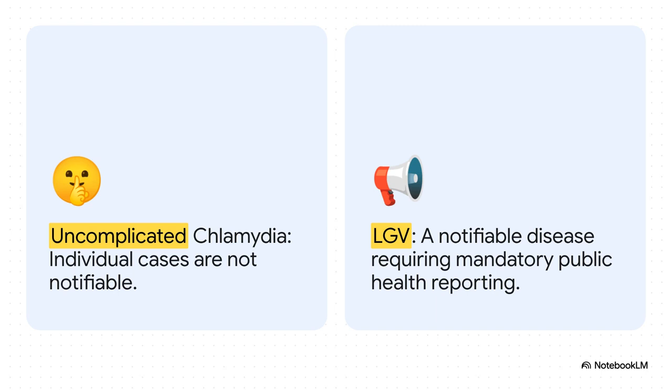A standard, uncomplicated case of chlamydia is not individually notifiable, though you would report an unusual cluster. But LGV? That's a different story. It is a notifiable disease. A single diagnosis of LGV triggers a mandatory public health response. Why? Because it's more severe and signals a different pattern of transmission that needs to be tracked very closely.